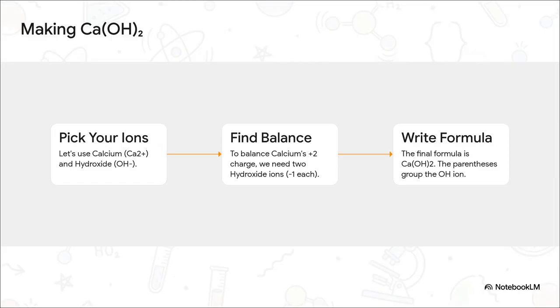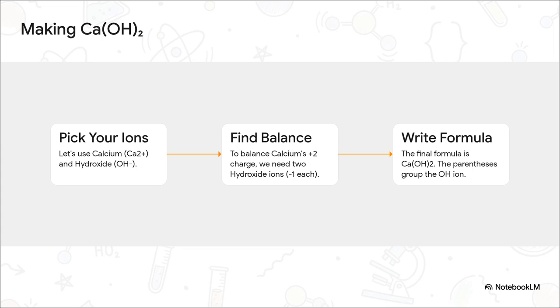All those positive and negative charges from the ions, they have to perfectly cancel each other out. It's all about finding balance. Let's actually build one together. Let's make calcium hydroxide. So first we pick our ions. We've got calcium, which has a +2 charge, and hydroxide, which has a -1 charge. Now, how do we get them to balance? Well, to cancel out that +2 from the calcium, we're going to need 2 of the -1 hydroxides, right? That gets us to 0.